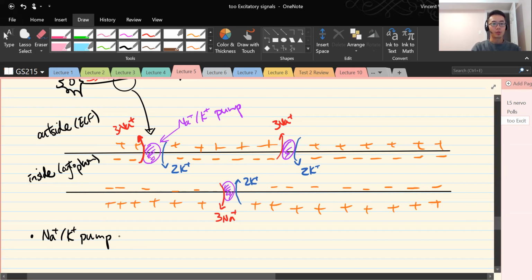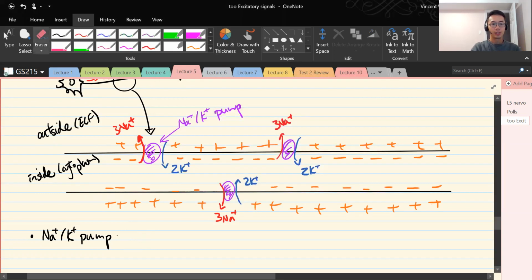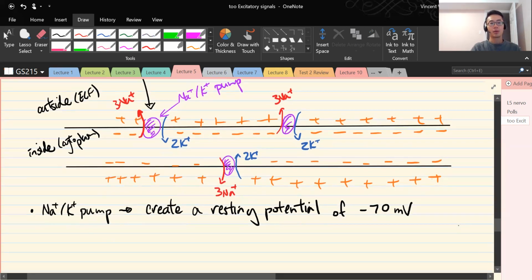So what does it do? Sodium potassium pump will create a resting potential of minus 70 millivolts. Okay, so a lot to unpack here, this sentence. What is a resting potential? Okay, so let's talk about what a potential is. A potential is just a big word for charge difference.